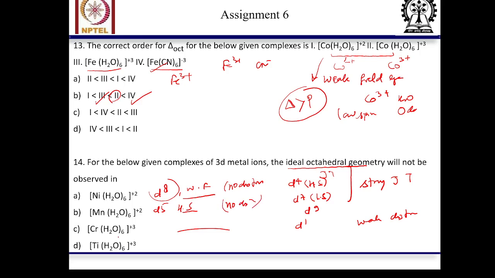This is Cr(H2O)6, so this is D3. D3 low spin, again there is no Jahn-Teller distortion, because in D3 all three electrons will be in the t2g. Then Ti(H2O)6 3+. So this is D1 and this will have the big Jahn-Teller distortion. So that is the correct option D.